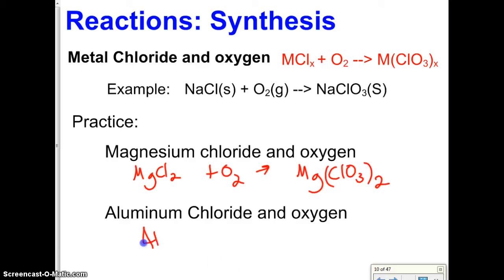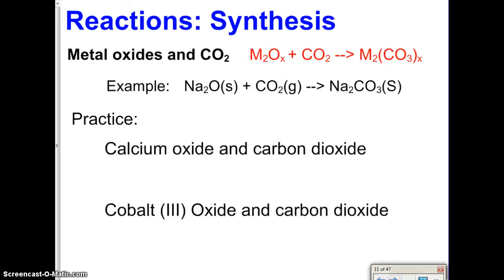Same thing with aluminum chloride. AlCl3 plus oxygen is going to form aluminum chlorate, Al(ClO3)3. Aluminum is +3, chlorate is -1. Okay, and last one is metal oxides with carbon dioxide. Again, it looks like double replacement, but it doesn't make sense because the oxygens can't switch places without causing the same thing. So in this case, we're forming a metal carbonate. Okay, calcium oxide plus carbon dioxide is going to form calcium carbonate, which is CaCO3.